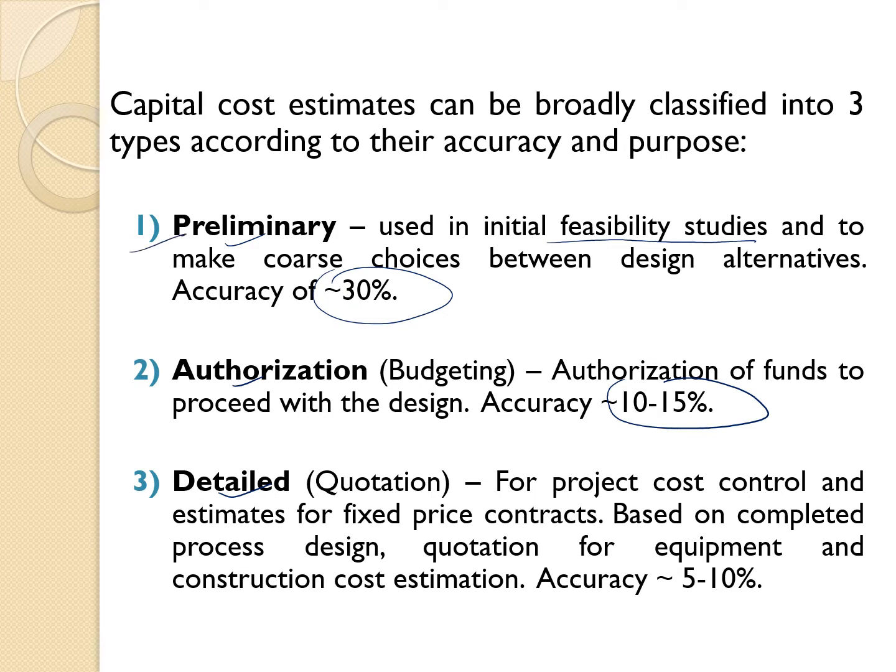The last one is detail. For the detail one, we are already asking for quotations from the vendor. For project cost control and estimates for fixed price contracts, that means we have already requested the contracts, and we have also completed the process design and the equipment to be used, so we can get quotations for the equipment and construction for the cost estimation. The accuracy for this detail capital cost is around 5 to 10%.